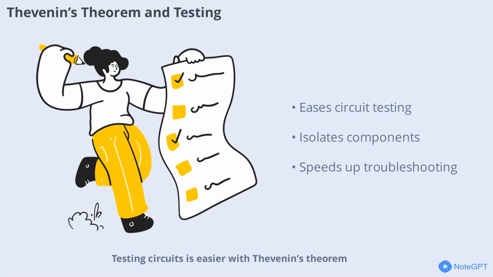Testing circuits is easier with Thevenin's theorem. By replacing parts of the network with their Thevenin equivalents, engineers can isolate and test specific components or subsystems. This approach streamlines the testing process and helps identify issues more quickly.